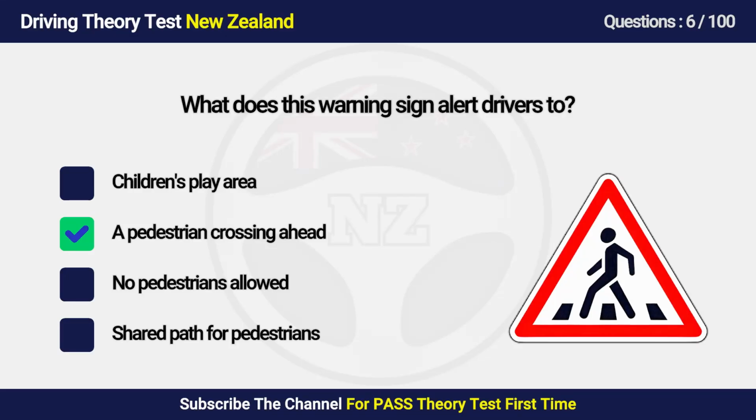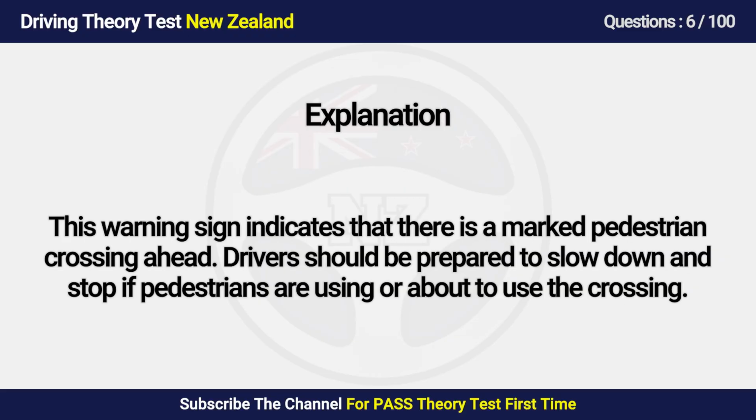Answer is B. A pedestrian crossing ahead. This warning sign indicates that there is a marked pedestrian crossing ahead. Drivers should be prepared to slow down and stop if pedestrians are using or about to use the crossing.